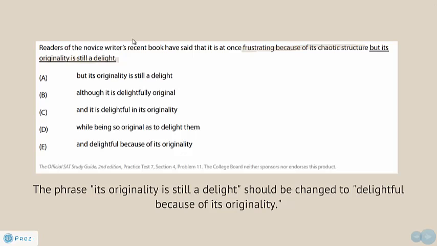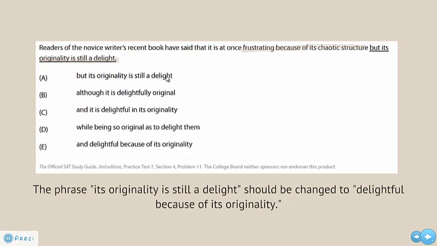This example reads, readers of the novice writer's recent book have said that it is at once frustrating because of its chaotic structure, but its originality is still a delight. The word but indicates that this is a concession. The original assertion made is that the book is frustrating because of its chaotic structure. However, it is conceded that its originality is still a delight. As you can tell, the assertion and concession don't have the same structure, so this should be corrected.